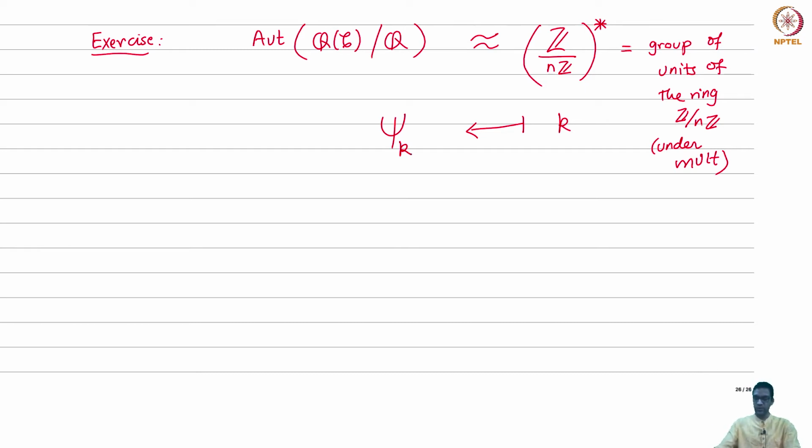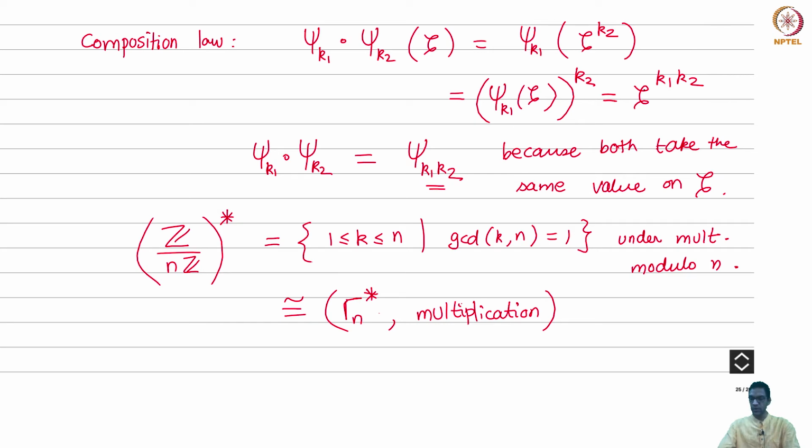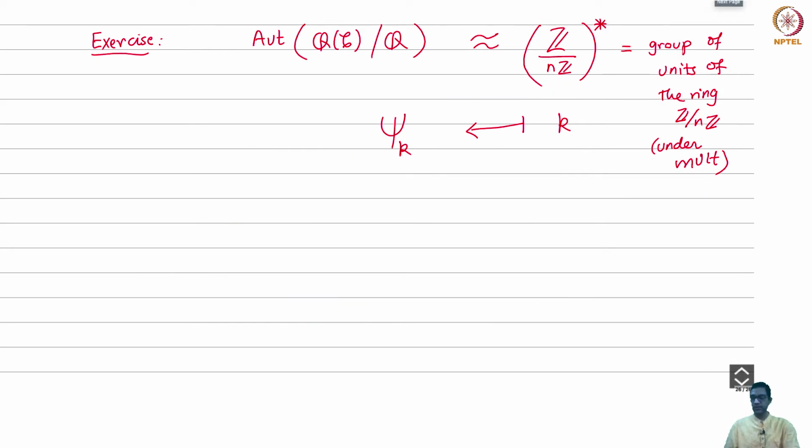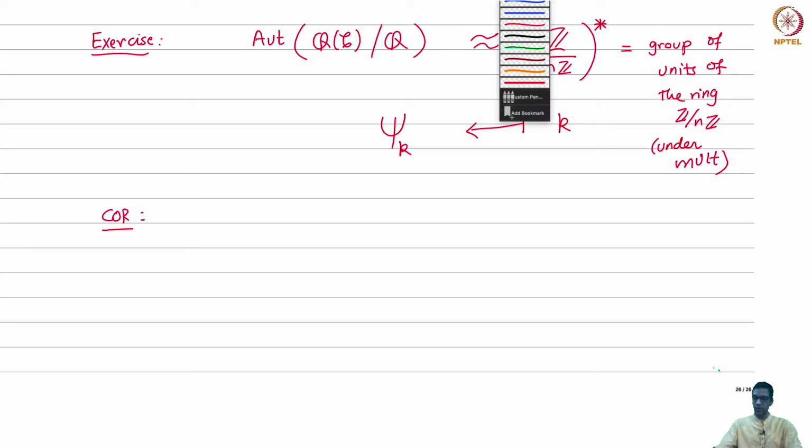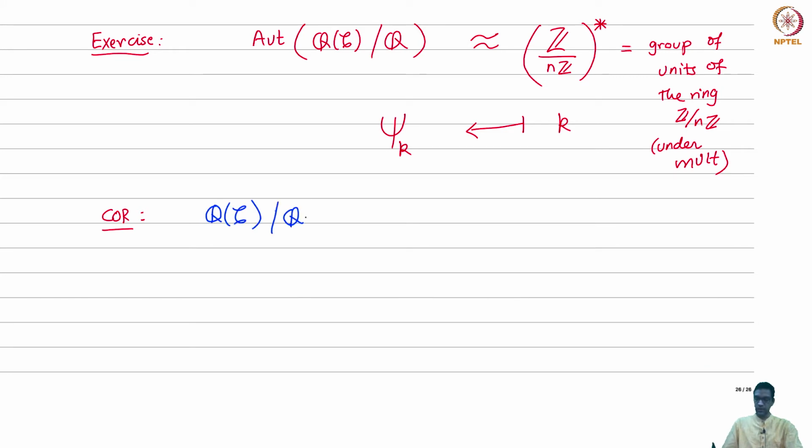Okay, and the calculation we just did on the composition rule shows that the multiplication on the Z mod nZ level translates into the composition of maps psi k. Good. So we exactly understand the cyclotomic extension and its Galois group. The corollary is that the Galois group is abelian. So observe the Galois group of the cyclotomic extension is actually an abelian group. It's just the group of units of this commutative ring.